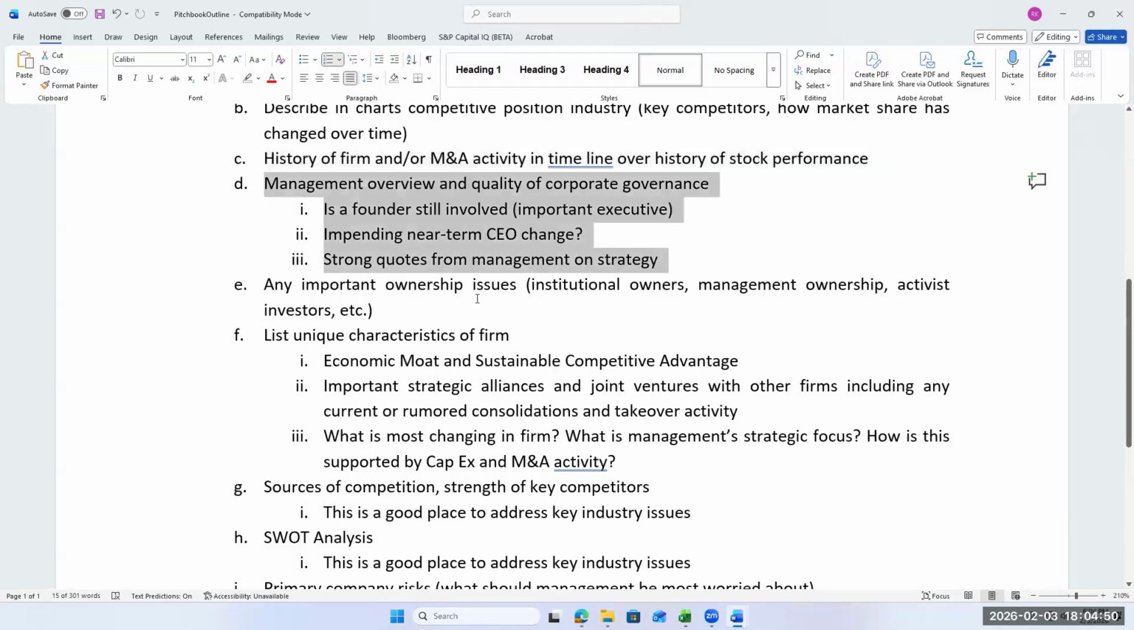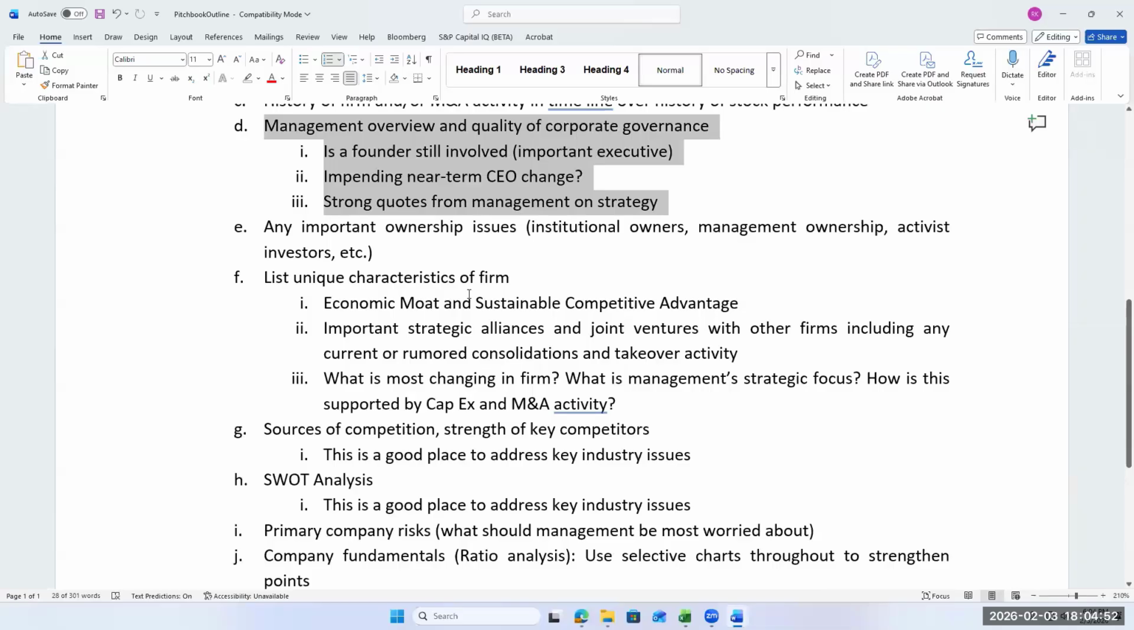Definitely you talk about management. Is there any founder still involved? Is there any really key management person who's famous? Is there a CEO like we saw with Berkshire Hathaway retiring? And then if you can find some strong quotes from management, that really, really helps. If not, find some strong quotes from the buy side or the sell side, well, the sell side.